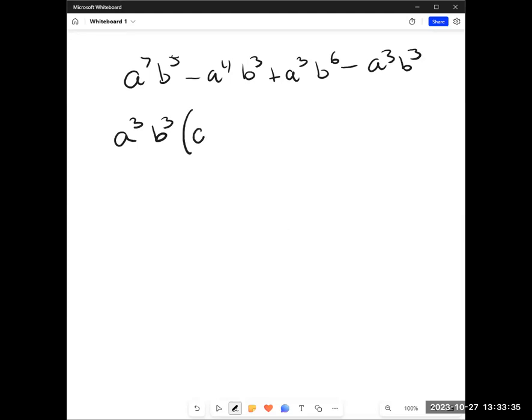And that leaves me with 4 a's and 2 b's for that term. That leaves me with an a and no b's left for that term, plus 3 b's for this term, minus just a 1 left over for this term, because that term itself was the GCF. So anything times 1 is itself. So that's my factored form of my polynomial.